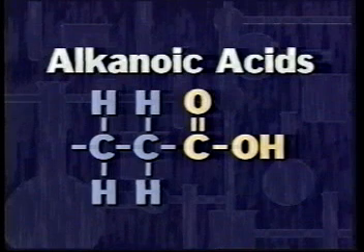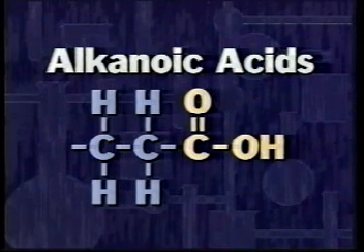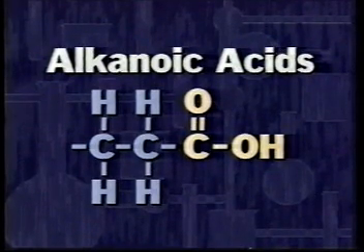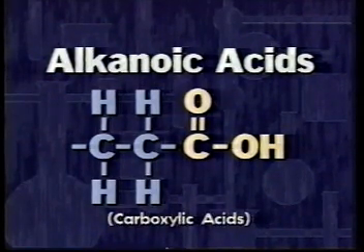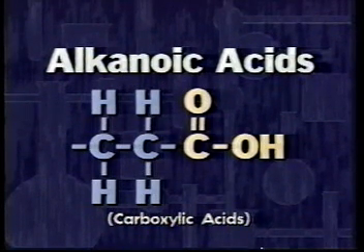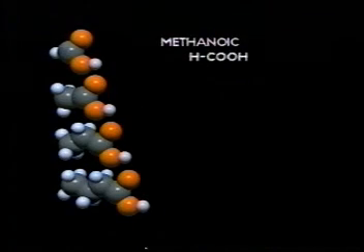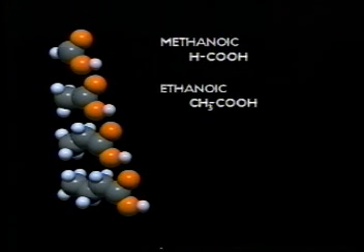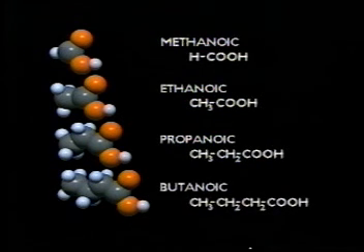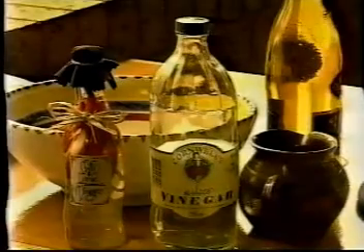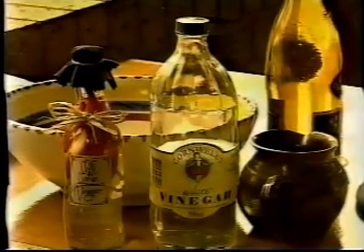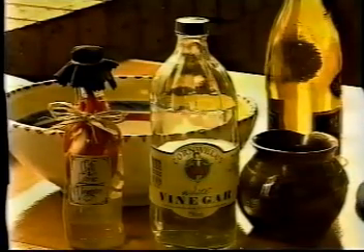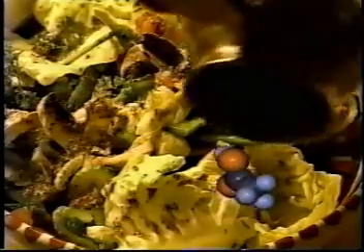If the end of the chain is COOH, the chain is an alkanoic acid and has the suffix "-oic". These are also called carboxylic acids. These follow the naming convention. So we have methanoic acid, ethanoic acid, propanoic acid, and butanoic acid, up to decanoic acid, and so on. Ethanoic acid is commonly known as acetic acid, which is in vinegar, and is used as a food preservative.